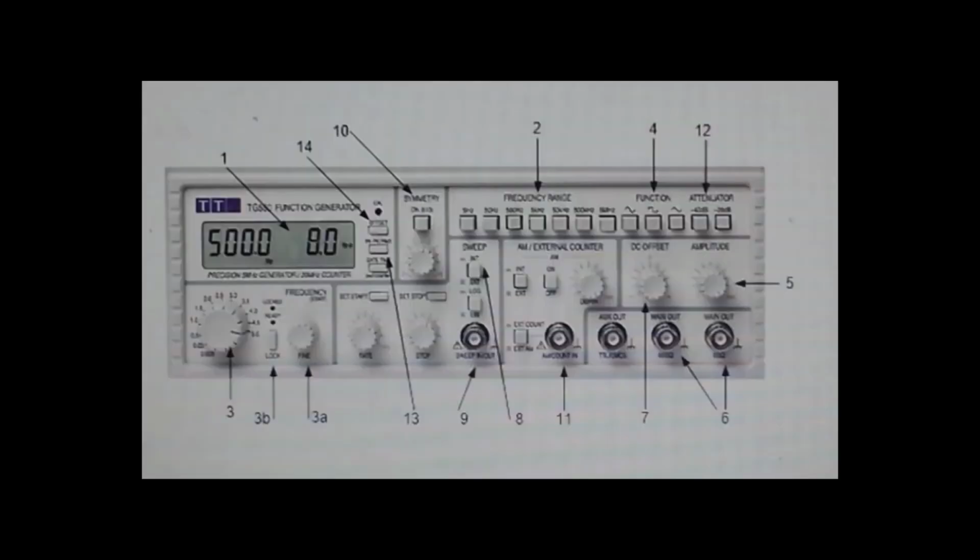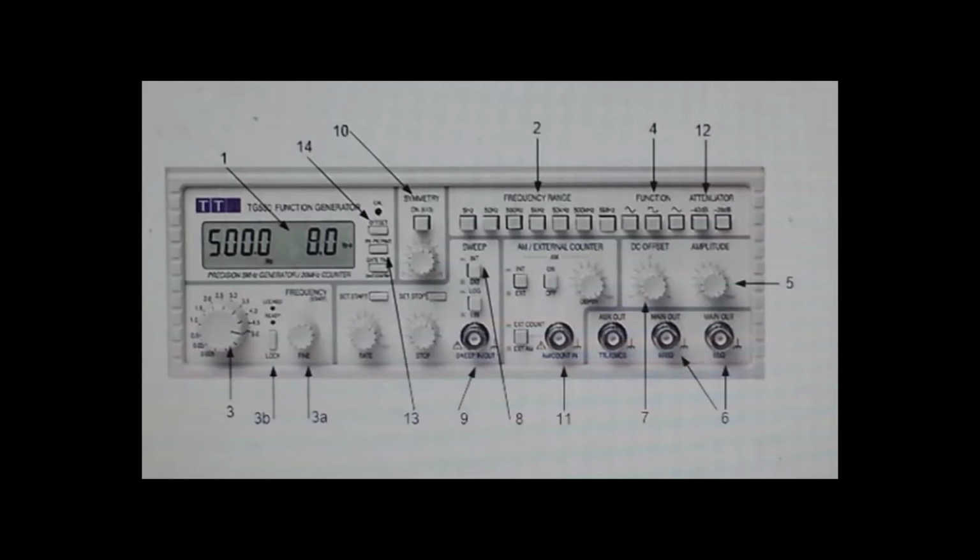Let's take a look at the front panel of this function generator. First, of course, you have a power switch to toggle the instrument power on and off. Arrow 1 is a large LCD display to display both frequency and level, peak-to-peak amplitude and RMS value of a voltage. Arrow 2 is a frequency range button. It shows the range of frequency that we can select from 5 Hz to 5 MHz. This selection is shown on the LCD display.